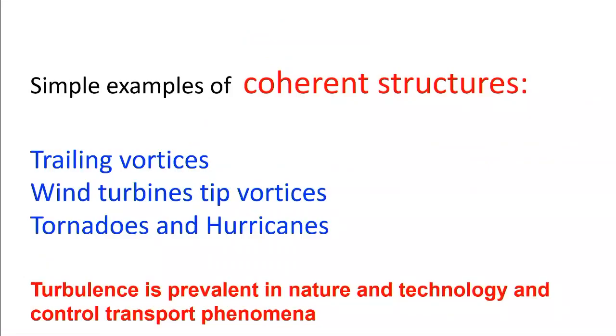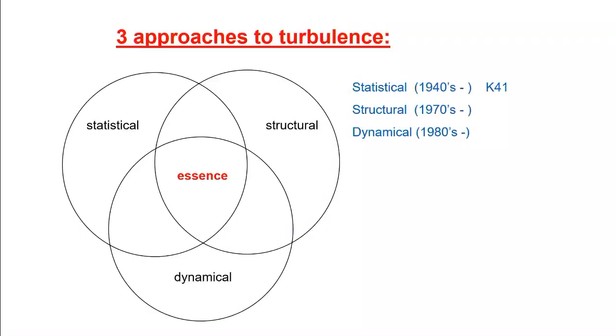These are actually very prevalent in turbulent flows. And turbulence is prevalent in nature, technology, and in the control of transport phenomena problems. There are three approaches that most people follow: the statistical, the structural, and the dynamical. But in our group, Fazle has tried to address all three together.